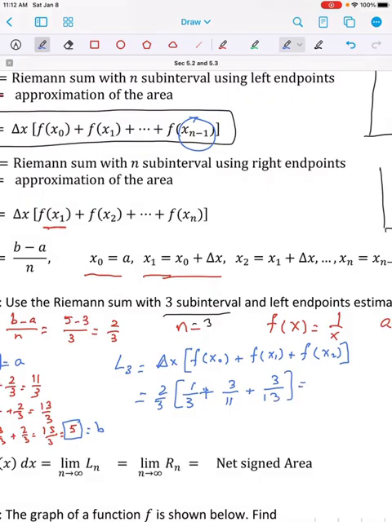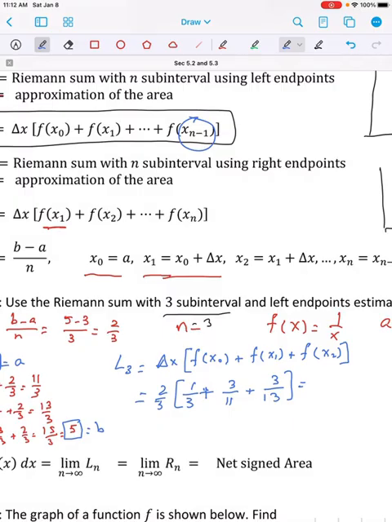Now if the question tells you to get the answer in decimal, then you can just plug it in your calculator and get the decimal answer. But if it doesn't say that, then you should only get the answer in terms of the whole fraction or whatever form it is in.